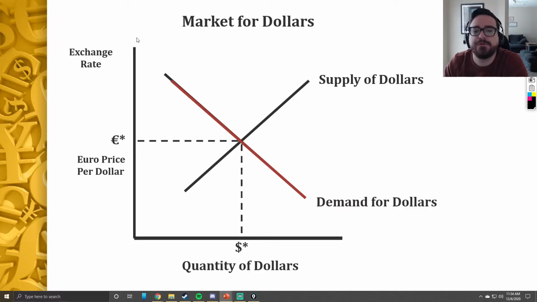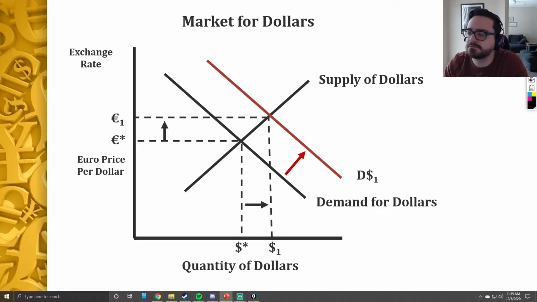Okay. Foreigners want more of an American product, so they want more dollars. Demand for dollars is rising. Look at that beautiful animation. So the euro price per dollar is higher. The quantity of dollars being exchanged internationally is higher. So when it says quantity of dollars here, be aware this isn't like the money supply. This is the amount of dollars being swapped around overseas.